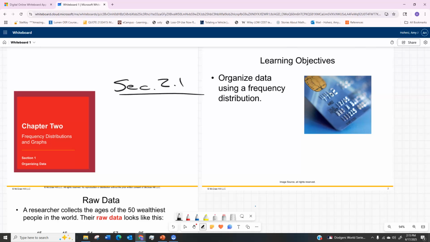And in this section, we're going to be talking about organizing data. Later in the chapter, we're going to be getting into graphs, but for just this section, we're just talking about organizing the data using a frequency distribution.